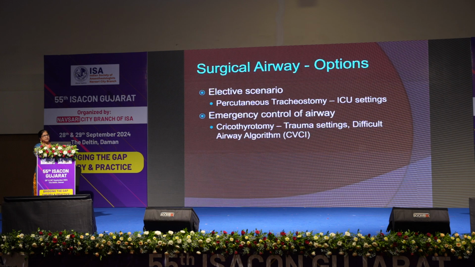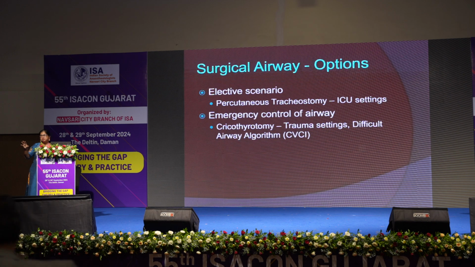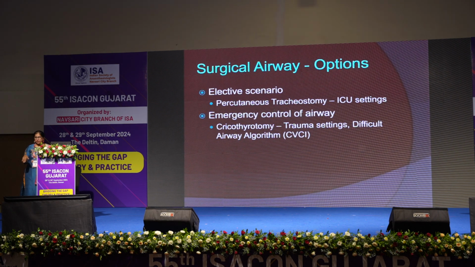There are many definitions. I am not going through it. See, surgical airway is in two different scenarios. It is either in the emergency scenario or the elective. So when it is emergency control of airway, it is cricothyroidotomy, and percutaneous tracheostomy can be done in the elective scenario, especially in the ICU. We all as anesthetists can also do it.